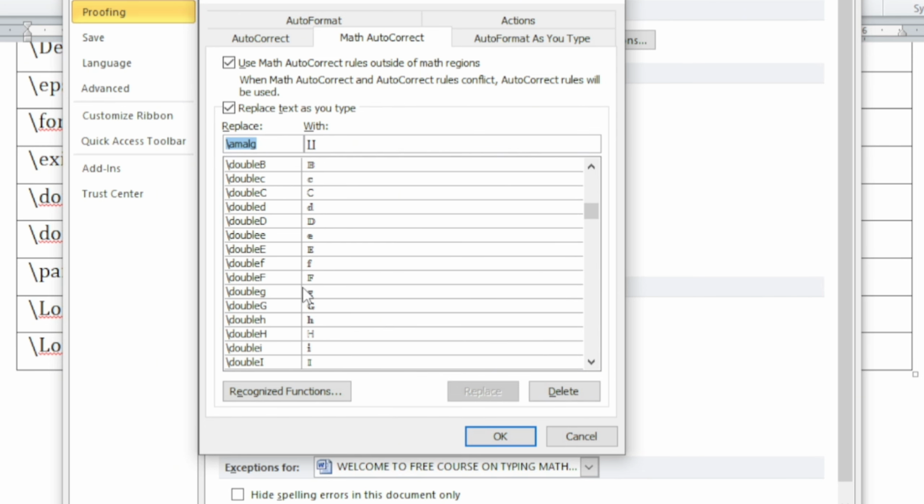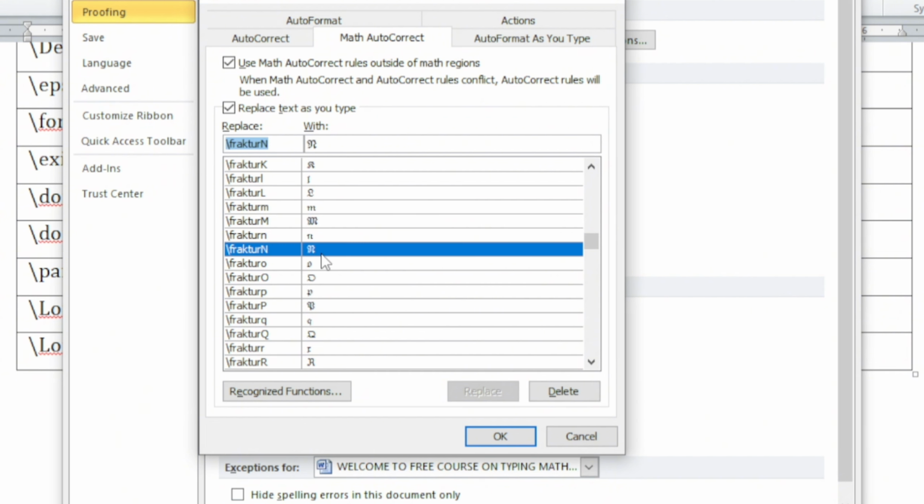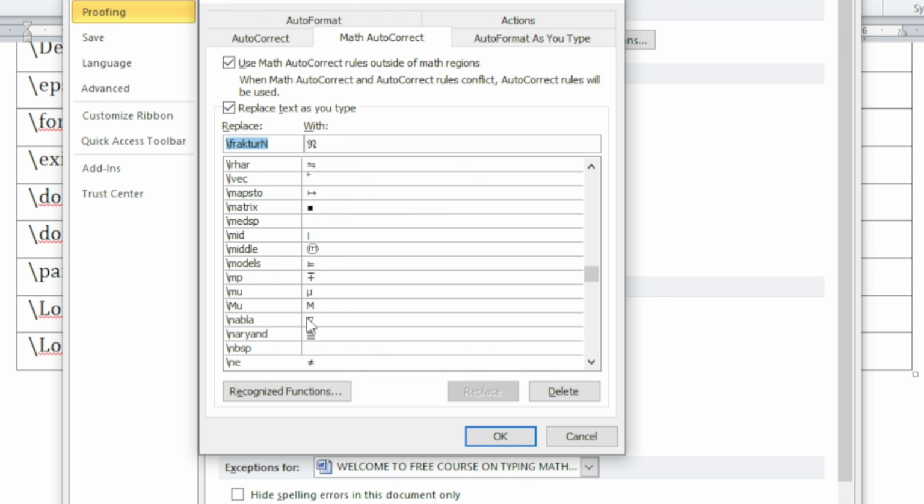Okay, suppose you want to probably work in range and you need this symbol of curly R. You can make use of that. So there are lots of stuffs here, a lot that you can choose from.